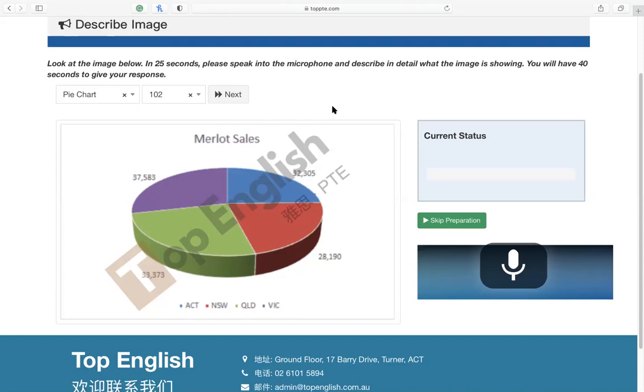This is an interesting image in front of me. Let me have a closer look at this image. In this image, I can see Merlot sales, and they show the sales in different states in Victoria, in Australia, that is ACT, NSW, QLD, and VIC. They are color-coded in maroon, green, purple, and blue. ACT has sales of 32,305. NSW has sales of 28,190. VIC has sales of 33,373. And QLD has sales of 37,583. In conclusion, this image is very informative and knowledgeable to me.